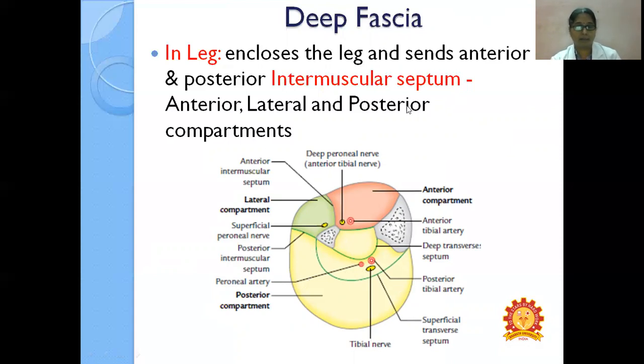In the anterior compartment, let's see one by one what are the contents in detail. What you see here is the anterior intermuscular septum, which lies between your anterior and the lateral compartment, and this is the posterior compartment, and this is the posterior intermuscular septum which lies between your lateral and the posterior compartment. So we have two, anterior intermuscular septum and posterior intermuscular septum. So three compartments. In a nutshell, the leg has three compartments: anterior, lateral and posterior. Each compartment contains its own muscle, vessels and nerves.